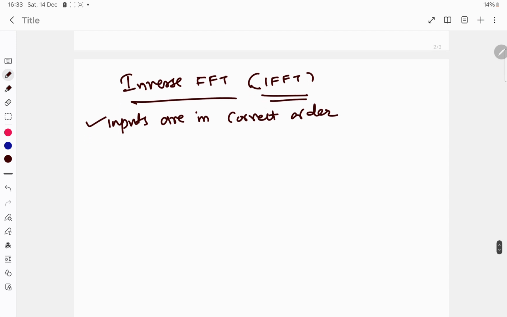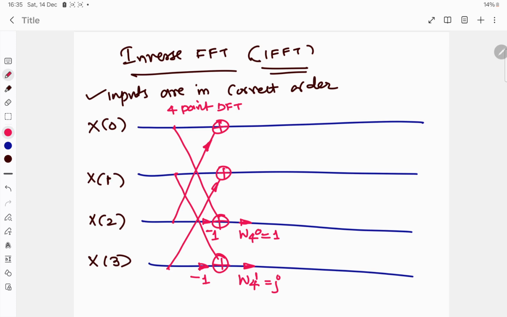The main point to remember is that the inputs are in the correct order. In other words, no need to apply any kind of bit reversal, but the output will be in bit reversed order. Okay, so which means you will find the even components, which is 0, 2, then the odd components, which is 1 and 3. Now in the case of inverse FFT, we are supposed to start with the 4-point DFT, just opposite of the FFT algorithm. So we have to follow the reverse order.